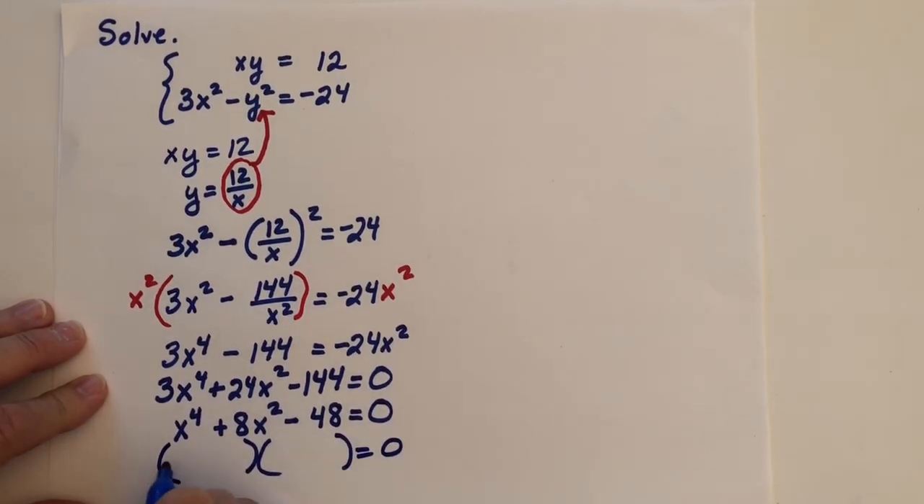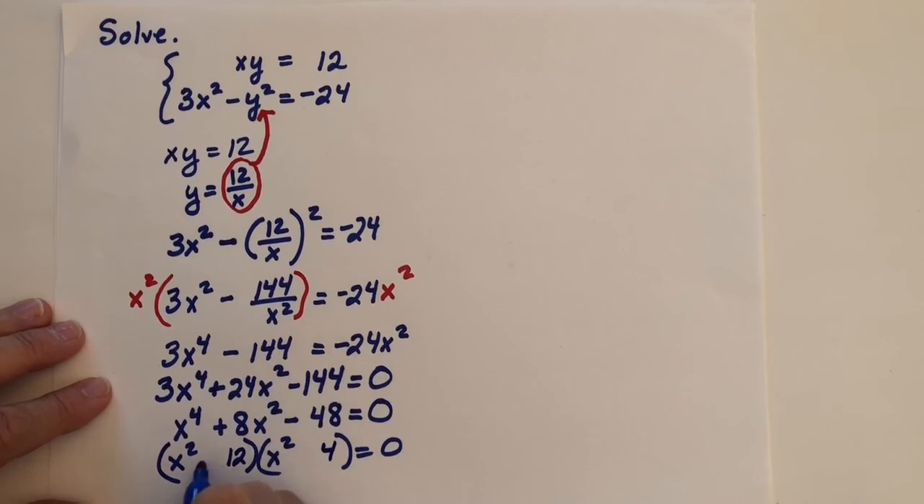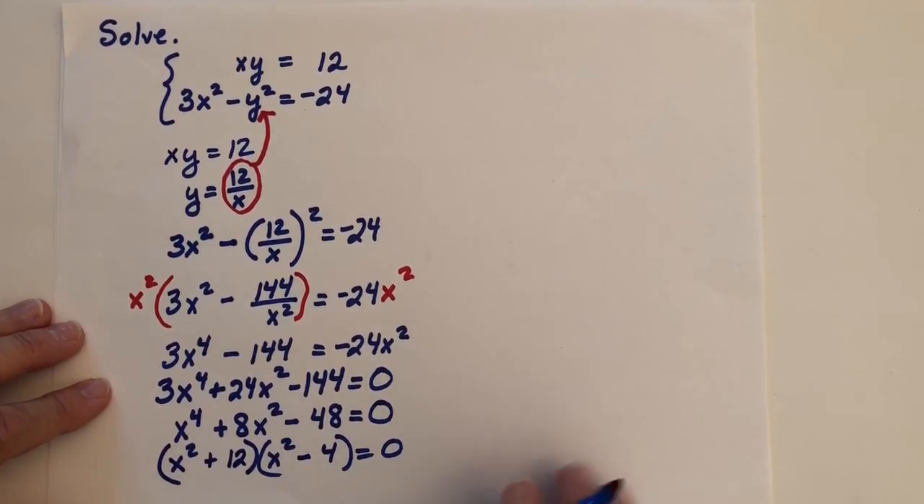So we have an x squared and an x squared here for 48. 6 times 8, no, that's not it. How about 12 times 4? 12 times 4 would work if we put a 12 here and a 4 here with a plus on the 12 and a minus on the 4.